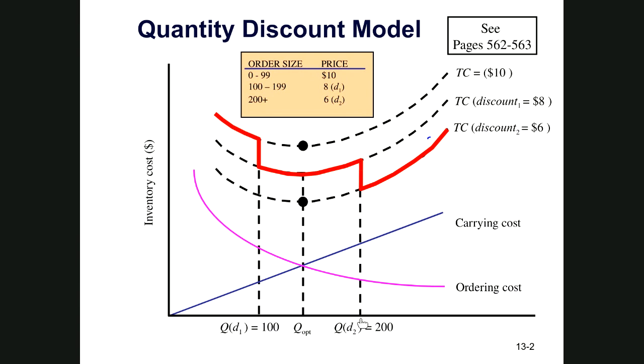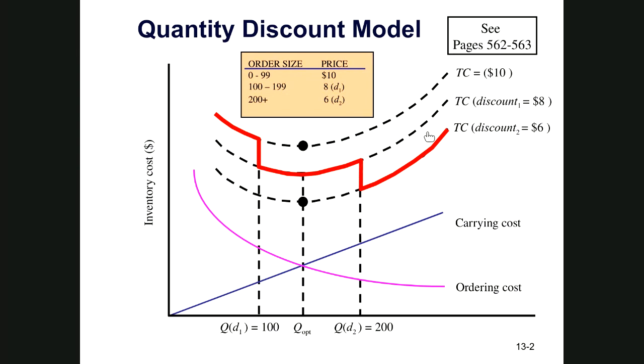And then, of course, anything above that, if we order above 200 items, will be on the cheapest cost curve, the lowest price cost curve at $6 per item. So this red curve is what mathematicians call a stepwise cost curve, because at certain points the price break kicks in and it creates this step here at 100 items and then again at 200 items. So this red curve is the feasible cost curve.